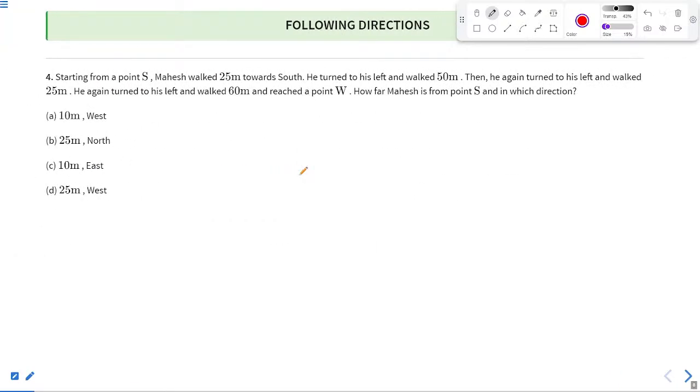Starting from a starting point S, Mahesh walks 25 meters south, then turns left and walks 50 meters, then turns left again and walks 25 meters, then turns left again and walks 60 meters and reached a point W. How far is he from point S and in which direction?